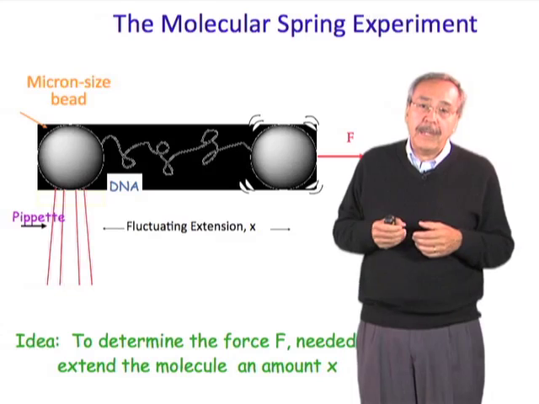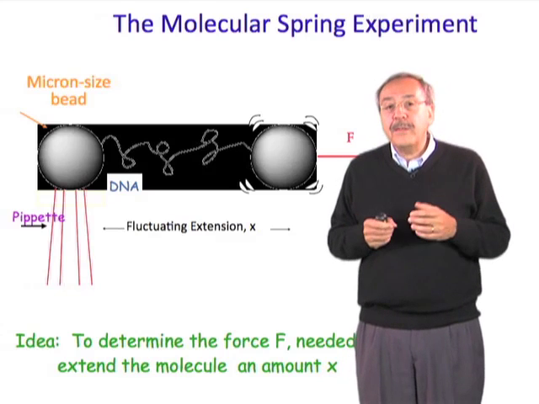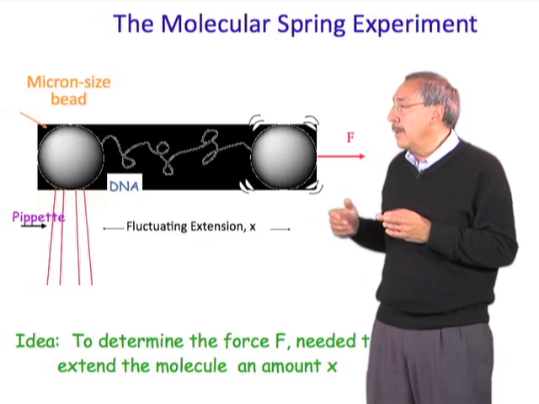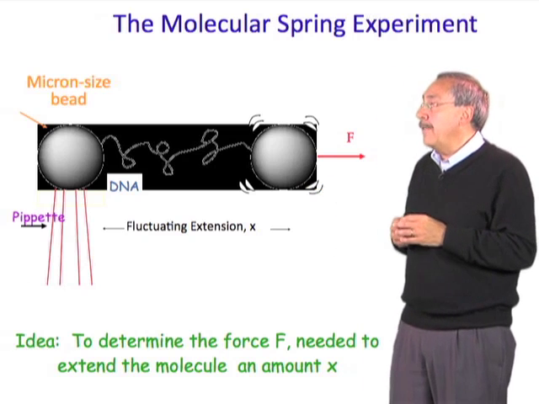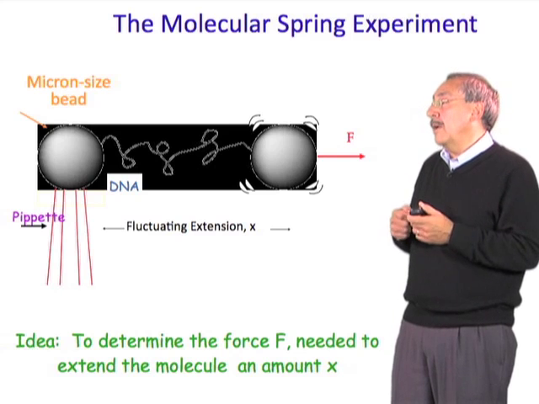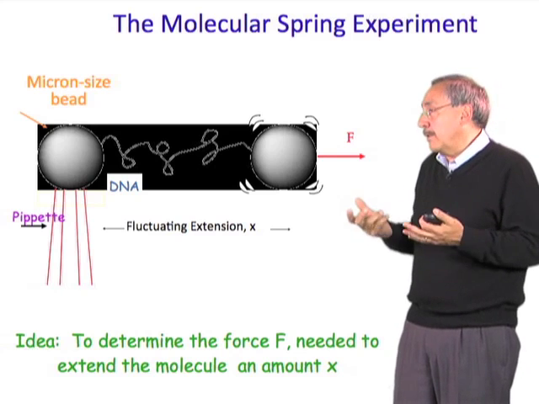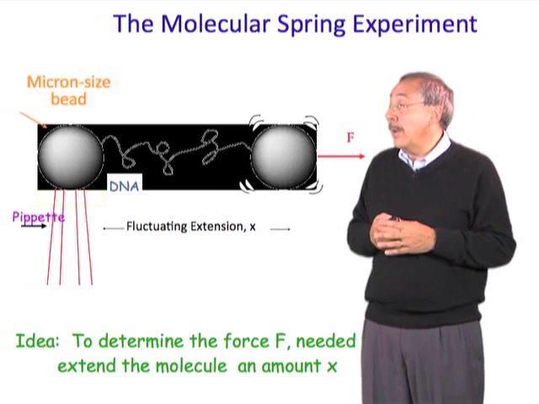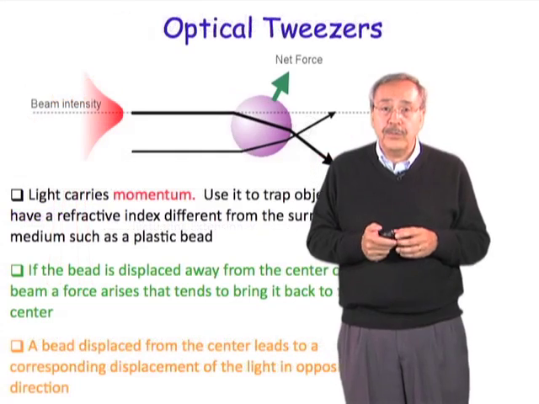Now, how are we going to apply the force? There are many ways in which we can apply the force. We could, for example, use a magnetic bead for the second bead, and then bring a magnet near the microscope, and in that way apply a magnetic force that will stretch the DNA. Alternatively, we can actually use what is called an optical tweezers instrument.